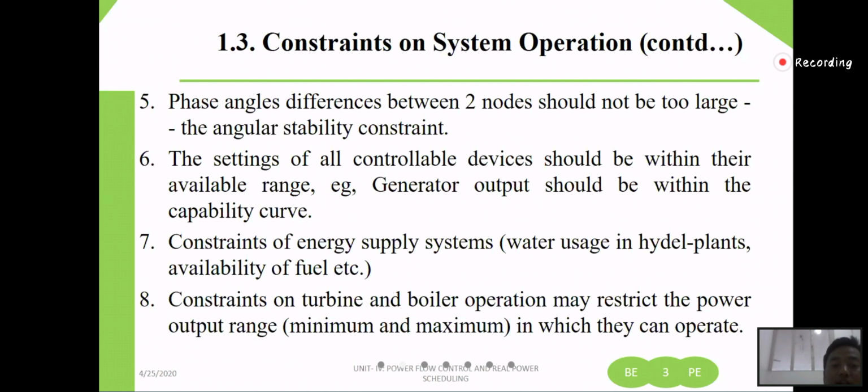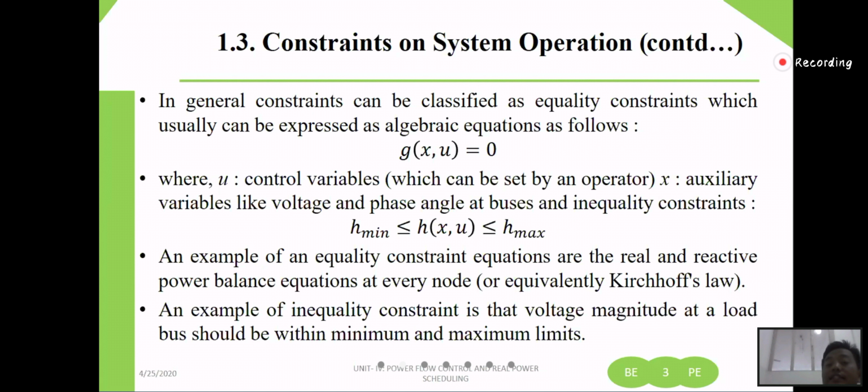These are the system constraints which we have to see, and the system constraints can be expressed in mathematical form. In general, all these 8 constraints can be classified into 2 types: equality constraints and inequality constraints. Equality constraints can be expressed by a mathematical expression. Here it is not an equation, just an expression.